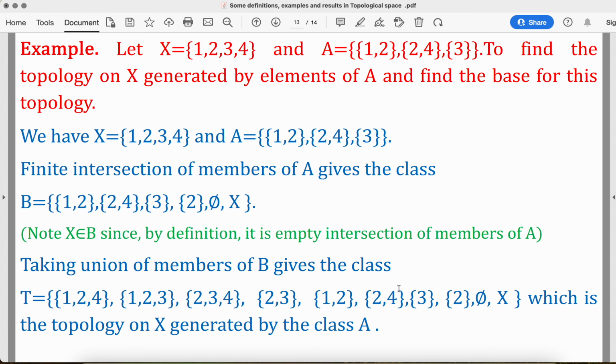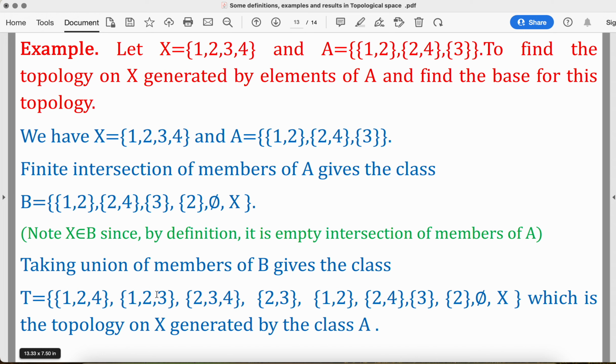I am not repeating. Union of phi with {1, 2} is {1, 2}. Union of phi with {2, 4} is {2, 4}. Union of phi with {3} is {3}. Union of phi with {2} is {2}. Union of phi with phi is phi. Union of phi with X is X. Union of X with {1, 2} is X. Union of X with {2, 4} is X. Union of X with {3} is X. Union of X and {2} is X. Union of X and phi is X.